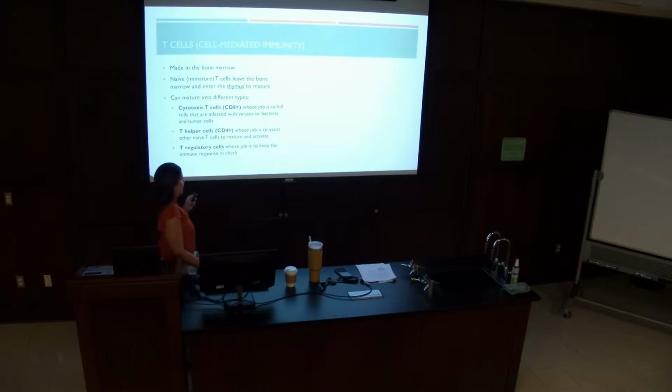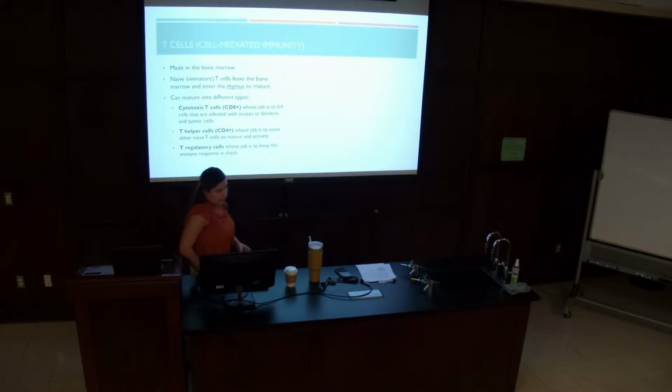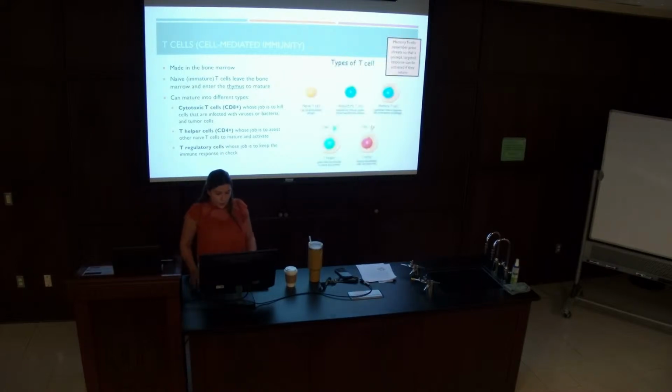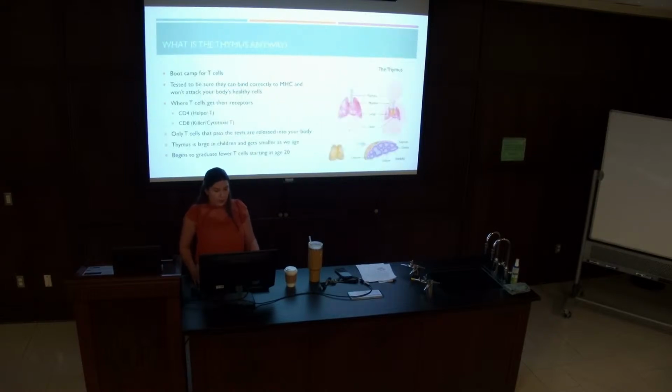Once again, that's the cytotoxic T cells, or CD8 positive, whose job is to kill, T helper cells, CD4 positive, and then T regulatory cells. And so, once again, I have this up. And then, once again, the different types of T cells here. But what is the thymus anyway?